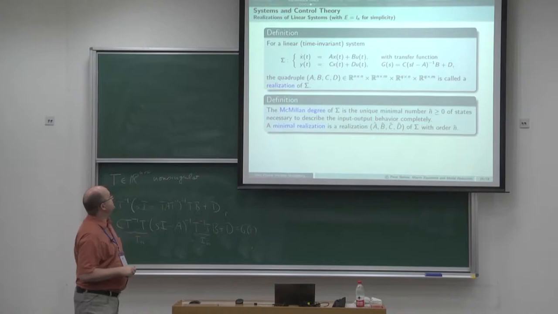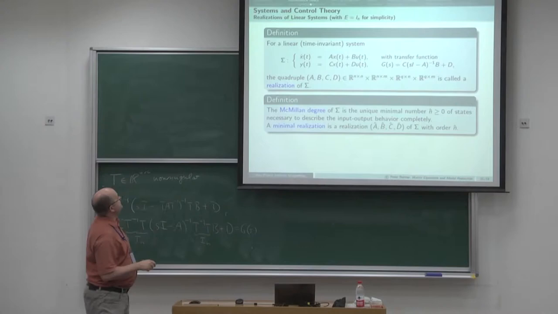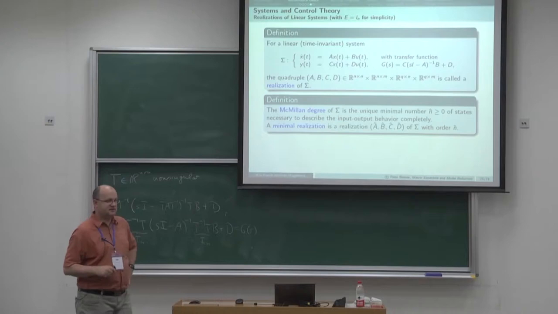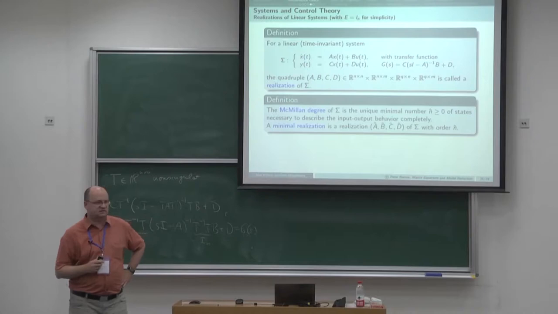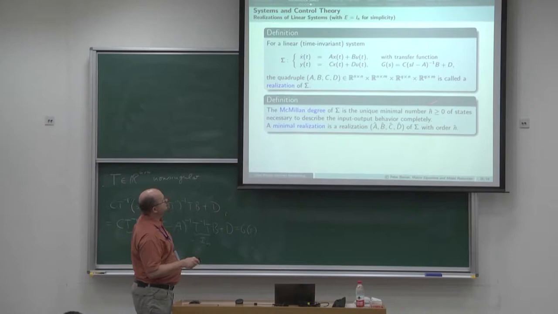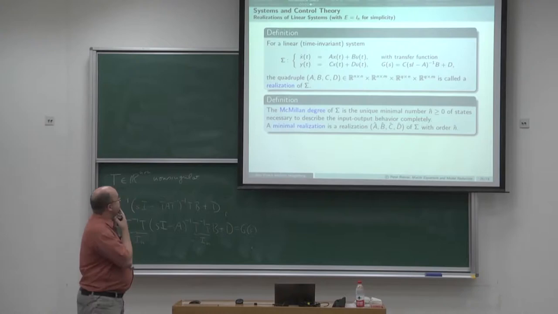That n hat can actually be zero for a static system. So if there's no dynamics, there's just a D matrix, then it's a zeroth order realization. That's a trivial case, usually not considered too often, but for mathematical completeness, you have to allow that case as well. All right. What else to be said?